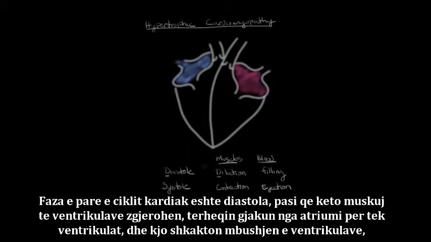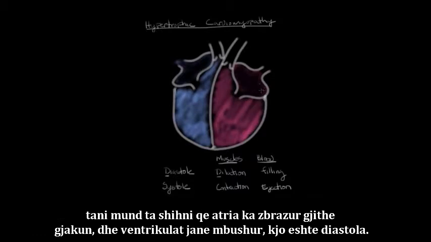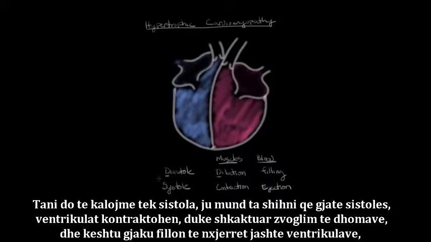All right, so the first stage of this cardiac cycle is diastole. So as these muscles of the ventricle dilate, it draws blood from the atria into the ventricles, and this causes filling of the ventricles. And you can see now that the atria have emptied all of their blood and the ventricles are now filled. So that's diastole. And now we're going to switch to systole.